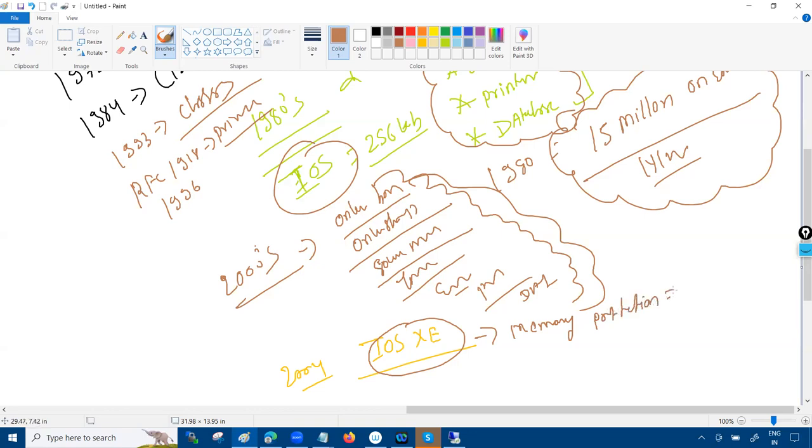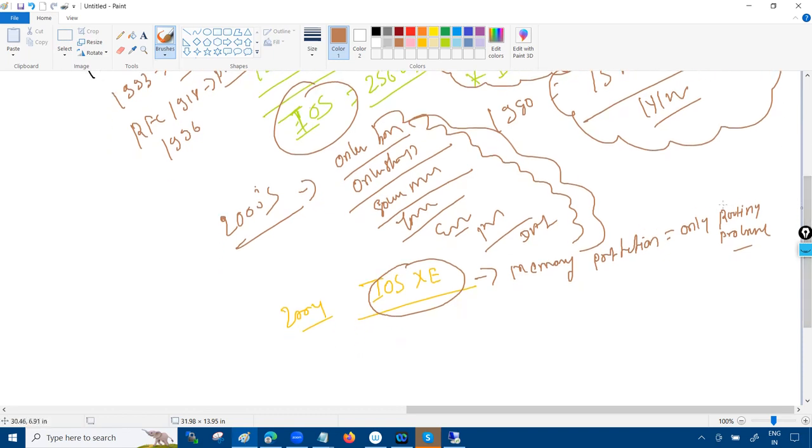To only routing protocol. So IOS XE said that, hey, you know one thing, for each routing protocol, I can dedicate separate memory, which is not possible in the IOS, right? That's a major difference. And of course, IOS XE is more powerful than the IOS. But in only 4 to 5 months, what happened? They came with the concept called IOS XR.